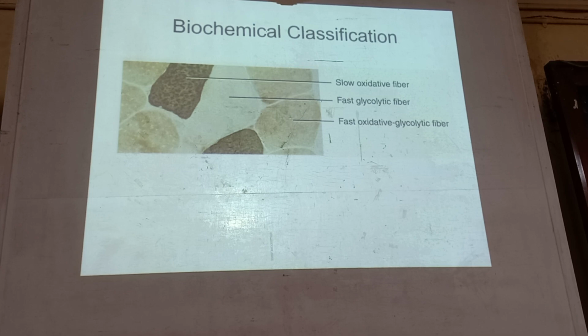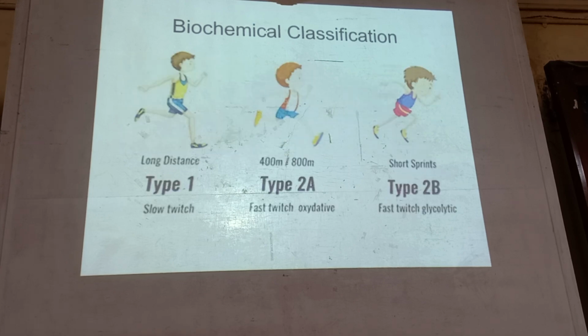So when you are running a marathon, type 1, red muscle. When you are running a 100-meter sprint, type 2B, the white muscle. Type 2A is the intermediate muscle for 400, 800 meter races. Today we are going to discuss morphology of muscle as the external form.